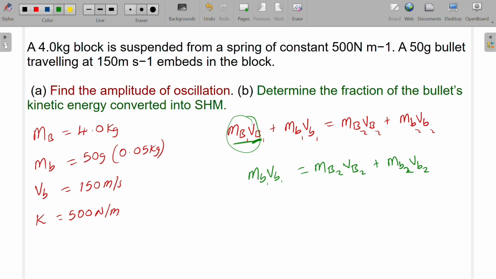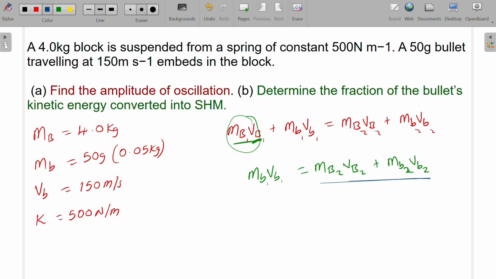So this is what we are going to have. On the left side, we'll only have the bullet, since it's the only one that has got a speed that is greater than 0. And then on the right side, we are going to have everything, because now this becomes a system. After the bullet has embedded into the block, this becomes a system, and they will be moving together.